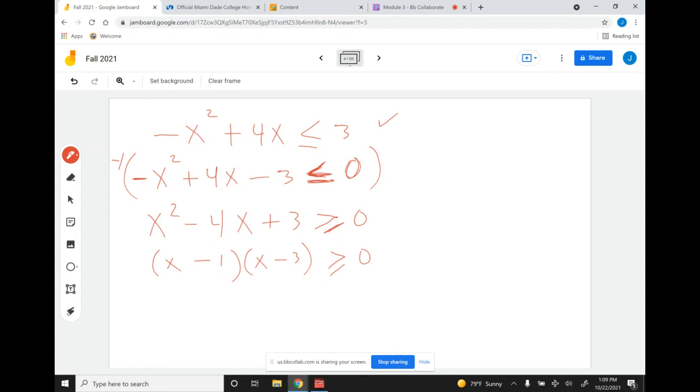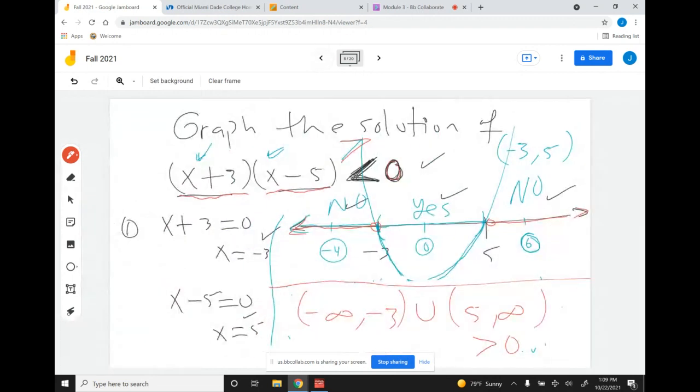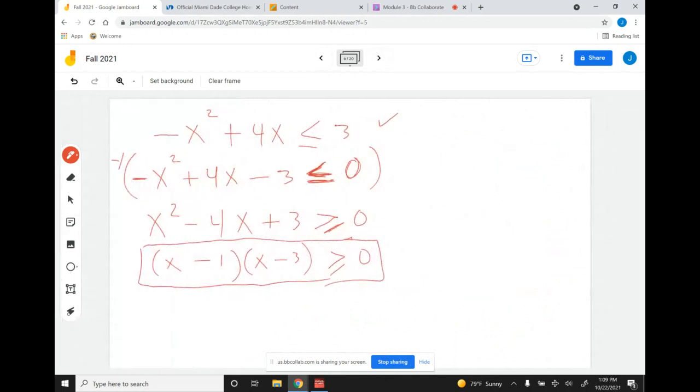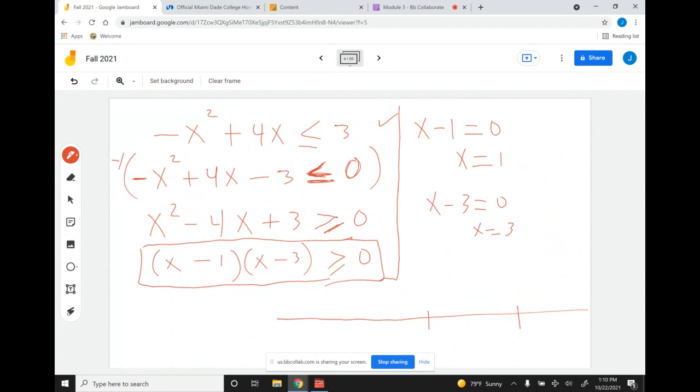Okay. Those of you who have difficulty factoring, please, for the love of God, find a way to learn factoring. So now that I'm here, it's exactly the same as this one. So what do we do? We're going to find the critical numbers. The first one is 1, and the second one quickly here will be 3. So now I have 1 and 3, 1 and 3.